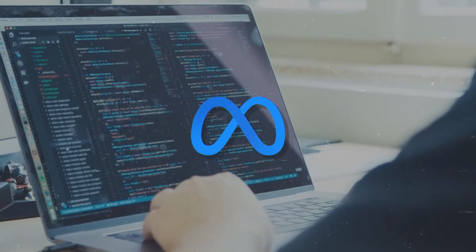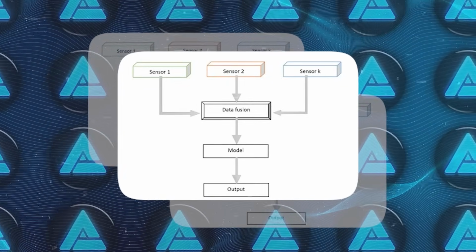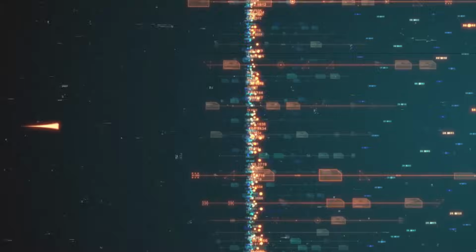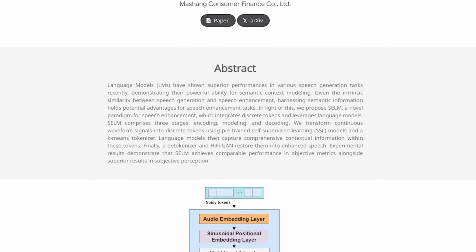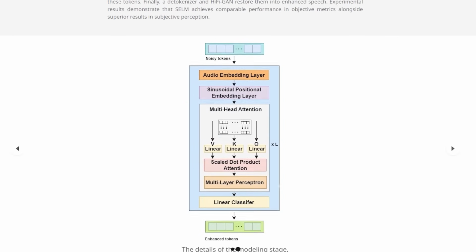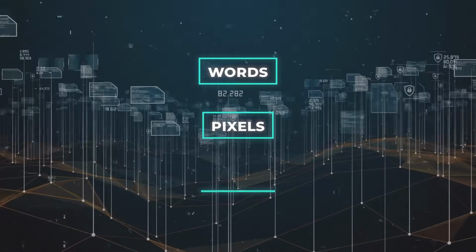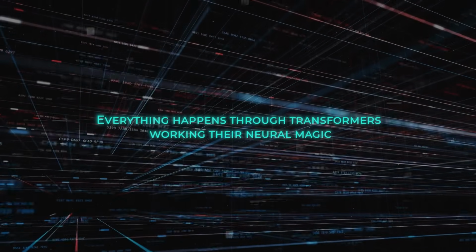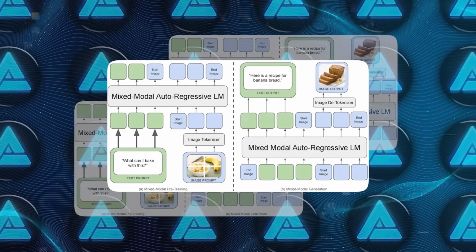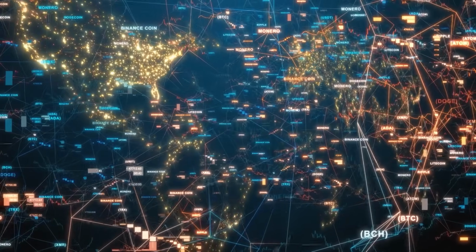Chameleon completely flips that script by employing an early fusion architecture that truly intermingles all data streams as one unified vocabulary from the ground up. It's designed to natively work with a mixed vocabulary of discrete tokens that could represent anything. Words, pixels, points, etc. Everything happens through transformers working their neural magic on these unified sequences of interleaved text, image, and other tokens all together from the jump. There's no more separating or late-stage merging required.